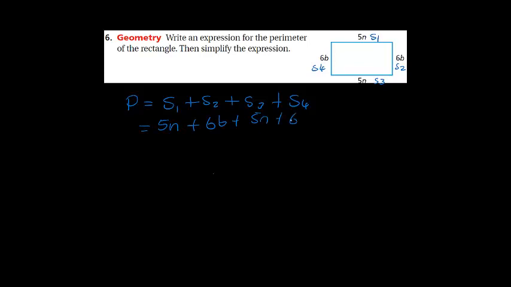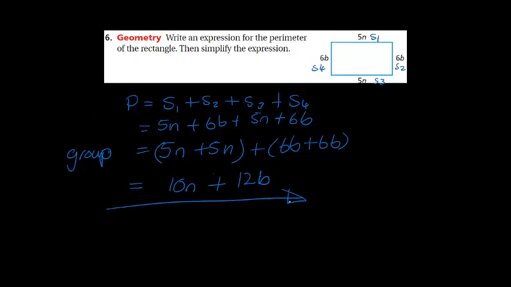Question 6. Write an expression for the perimeter of a rectangle, then simplify the expression. Now you need to know that perimeter is all the sides added, so it's side 1 plus side 2 plus side 3 plus side 4, and you need to decide which one is side 1. So let's start there, that's side 1, and this is side 2, side 3, and side 4. So I'm going to say 5n plus 6b plus 5n plus 6b. Now pause the video, try it on your own, and then come back and see if you have got the same answer as me. And that's the final answer for this question.